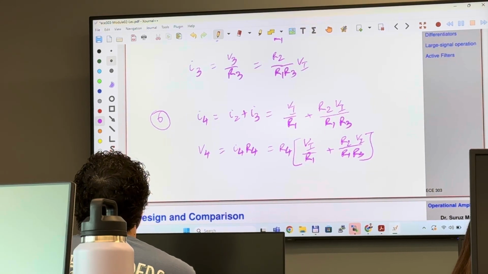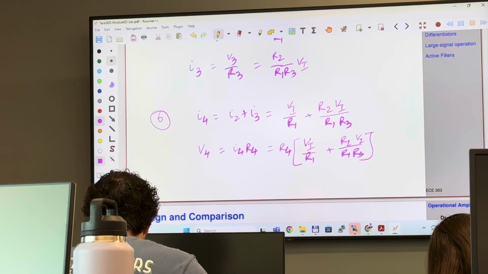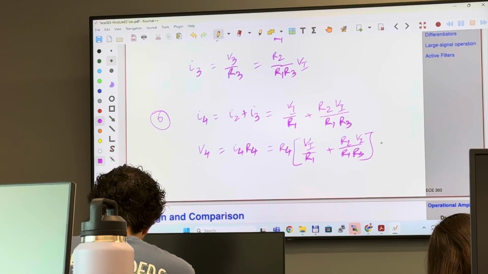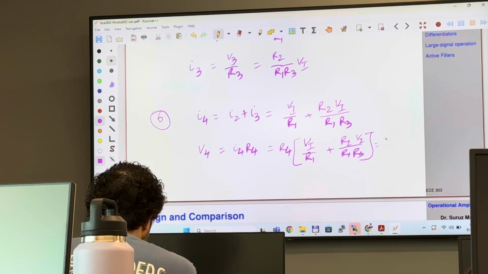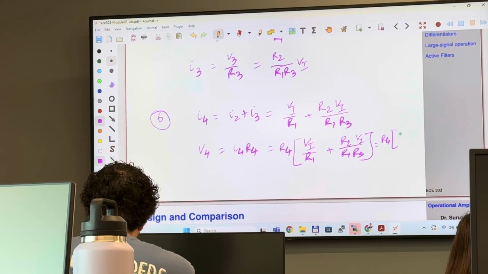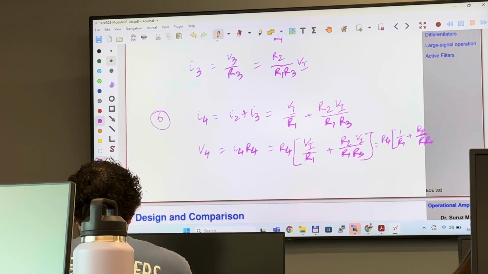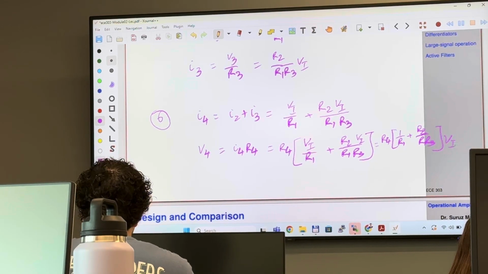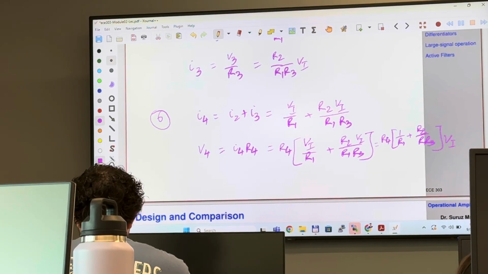When you factor the Vi out. Yes. And that's the purpose. We'll have Vi factored out. Okay? As he said, let's do that. So R4 times 1 over R1 plus R2 over R1 R3, and in fact you just put the Vi right here. Are you guys able to see? I'm sorry. You guys okay? You can see, right? Okay. Now the final step.